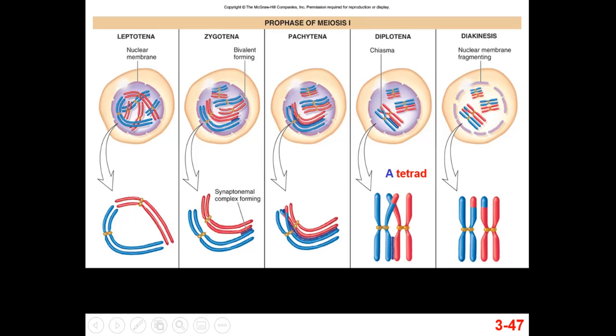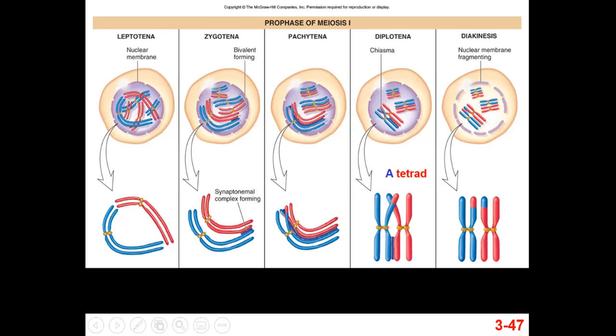So you've got your 2 versions of each chromosome, your 2 homologous chromosomes lining up next to each other. Then what happens next is the synaptonemal complex is going to form. That forms in the next stage, zygotene, and that basically fuses together your homologous chromosomes. In pachytene, going into diplotene, you start to have crossing over occur.